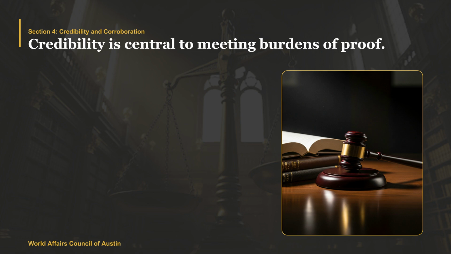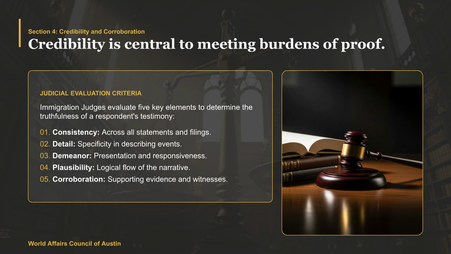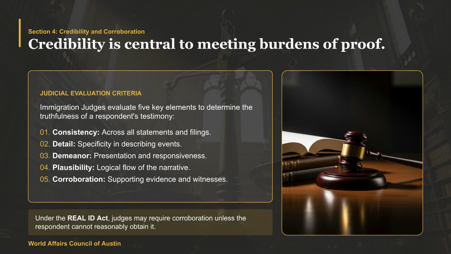Credibility is central to meeting the burdens of proof. Immigration judges evaluate 5 elements: consistency, detail, demeanor, plausibility, and corroboration. Under the REAL ID Act, judges may require corroboration unless the respondent cannot reasonably obtain it.